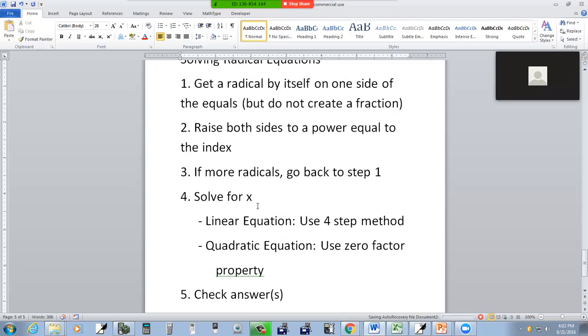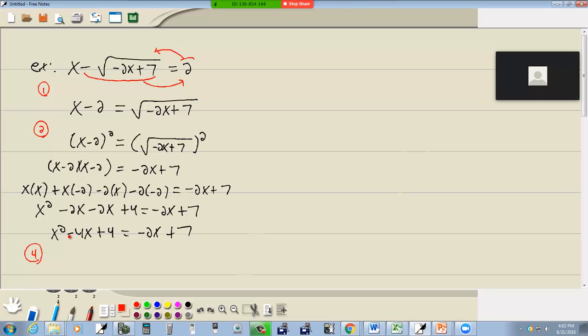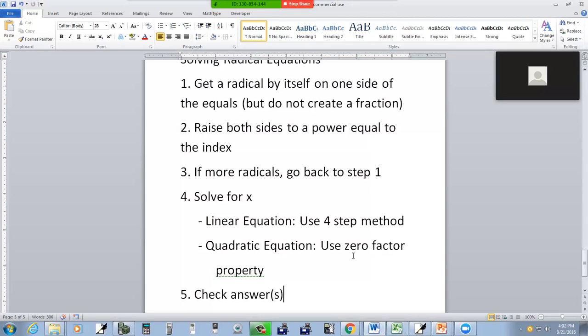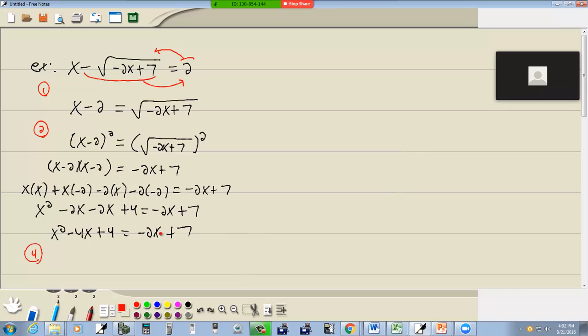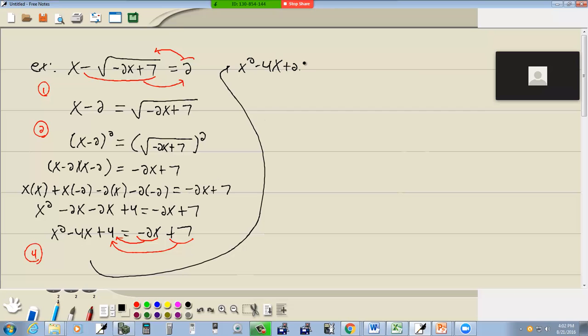Step 4, solve for x. Now this is a quadratic equation. Again, what tells us it's a quadratic equation is we've got an x squared. And that says use the zero factor property or zero product property. Now that requires us to have 0 on one side. So I'll take negative 2x, move it over, and I'll take the 7 and move it over. Remember, when you take anything across your equals, your sign changes. So the negative 2x becomes a positive 2x. The positive 7 becomes a negative 7. Negative 4x plus 2x is negative 2x. 4 minus 7 is negative 3.